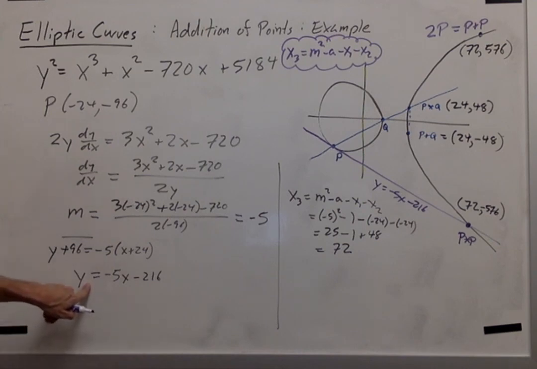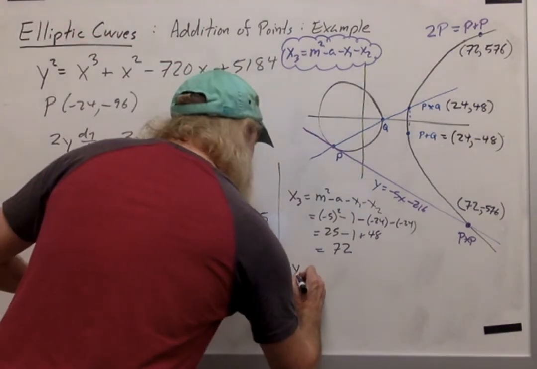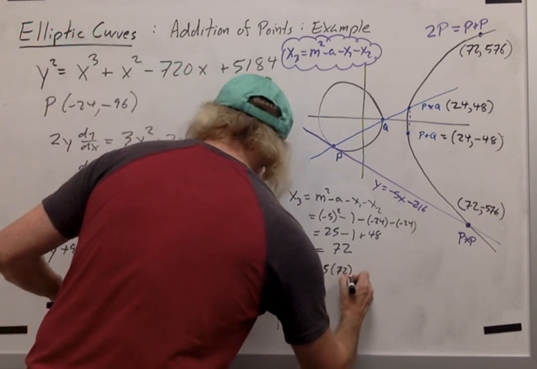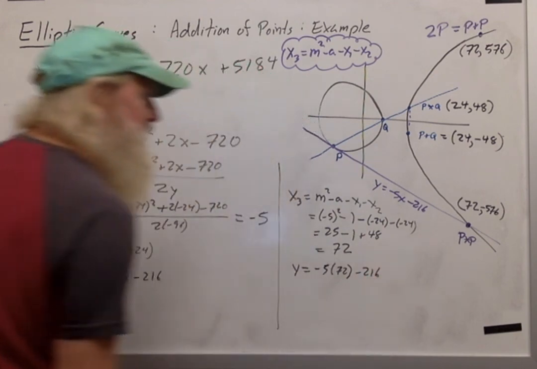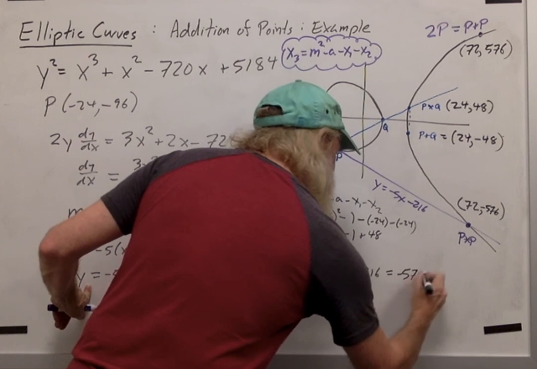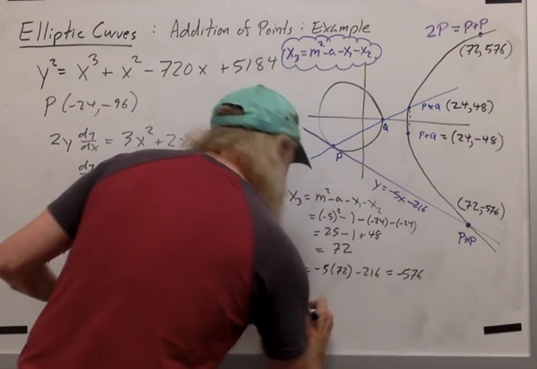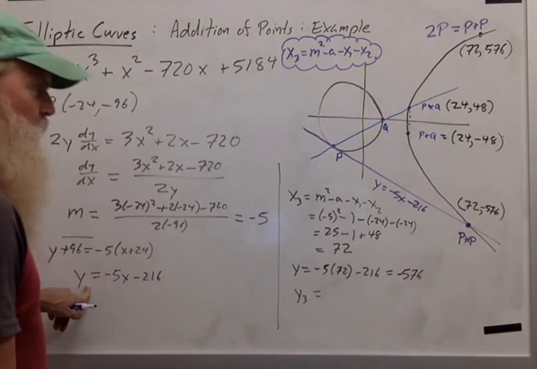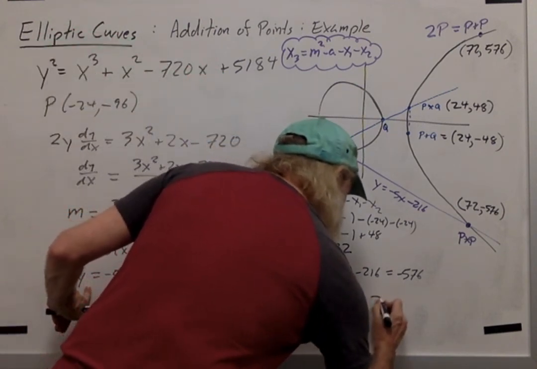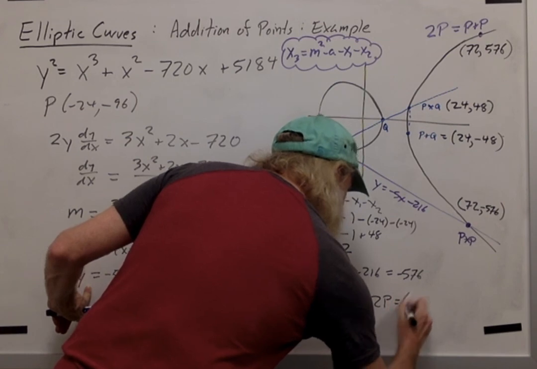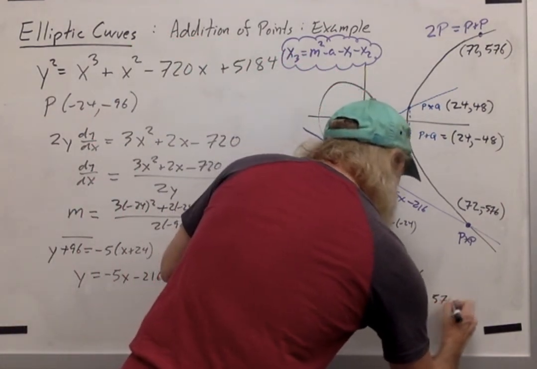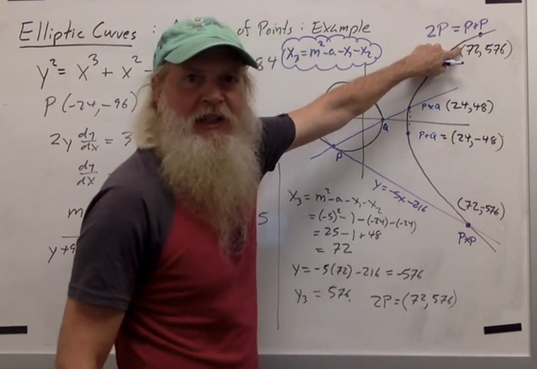And then plugging back into the equation for the line, y is equal to negative 5 times 72 minus 216, which is negative 576. And then we switch the sign to get y3, which is positive 576. So twice P is going to be (72, 576), just like we got last time.